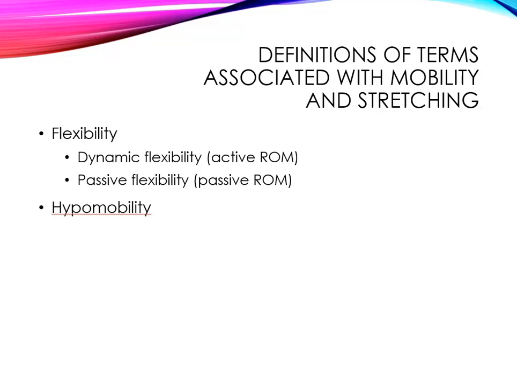Flexibility. There's dynamic flexibility and passive flexibility, as well as hypomobility. So flexibility is the ability to rotate a single joint or a series of joints smoothly and easily through an unrestricted, pain-free range of motion. Muscle length, joint integrity, and peri-articular soft tissue extensibility all interact to determine flexibility.